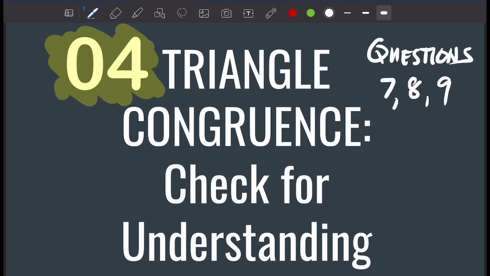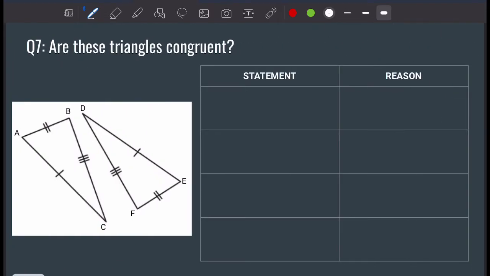Okay, this is part 3 of 04 Triangle Congruence Worksheet for questions 7, 8, 9. Actually, 7, 8, 9 is the first sample problem, okay? So let's look at question 7. Oh, this one is easy, okay?